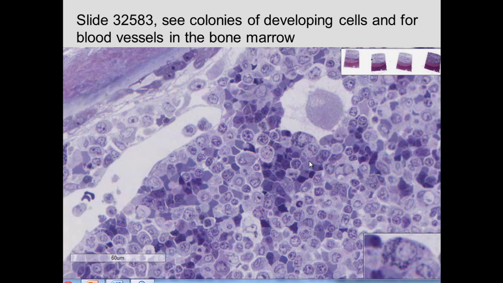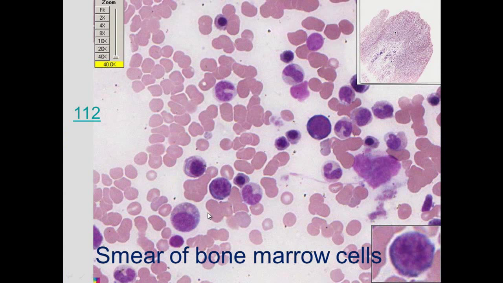Now this occurs in the bone marrow, and you can see colonies of cells developing. This is a group of cells here, some of which have granules, as we see. There's a blood vessel with white blood cells coming through the blood. There's a megakaryocyte that produces platelets, and there's a piece of bone. So this is bone marrow, and here's a smear of the bone marrow cells. We can see this cell here with a spherical nucleus and dark blue cytoplasm. This is like a pronormoblast that's going to make a red blood cell.